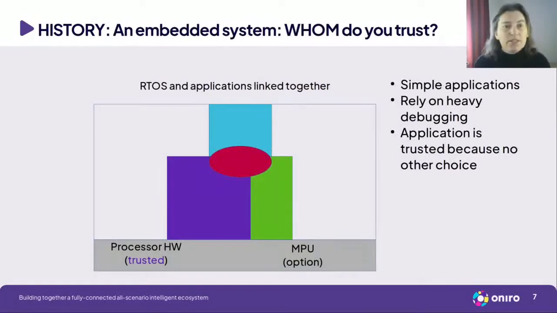In an embedded system, it's a little bit different. Yet again, a traditional embedded system. You have your real-time operating system and your applications all linked together. Your processor hardware is still trusted. You may have a memory protection unit, MPU, but it was often an option.